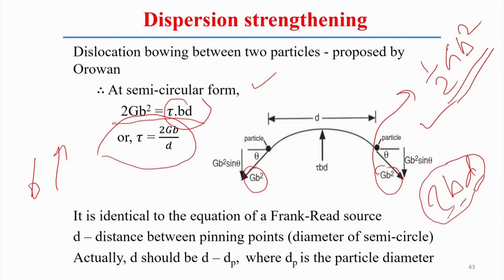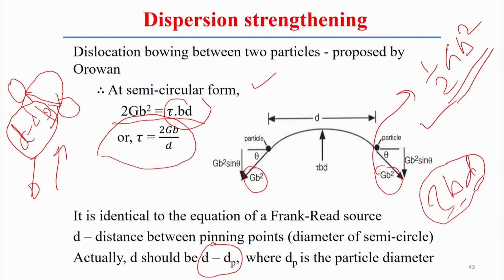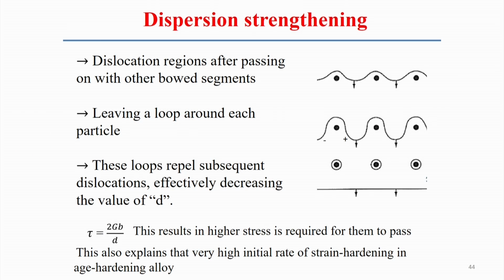So actually the D should be here D minus dP, because dP is the particle diameter. That means excluding the particle size, this is the effective diameter we can use, corresponding to D minus dP. This should be the actual size of the segmented length of dislocation, with reference to the analysis we did in the case of the Frank-Read source of dislocation generation.